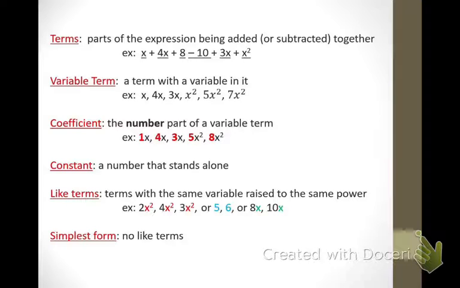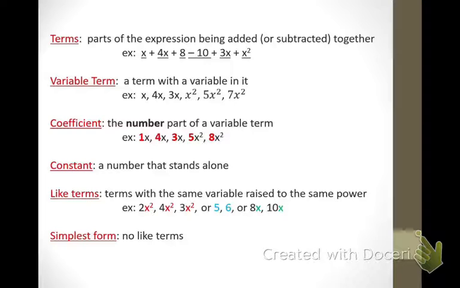Read to me what is a term, class? Parts of the expression being added or subtracted together. Very good. So you can see the different terms here. The first one is an x. What's the next one? 4x. 4x. What's the next one? 8. The next one? Negative 10. -10. Everybody, what's the next one? 3x. 3x. And the final one is? x2. X, not x2. We were going to say that. X squared. Everyone say x squared. X squared. All right. So those are what terms are. It's just the different parts that we add and subtract together.